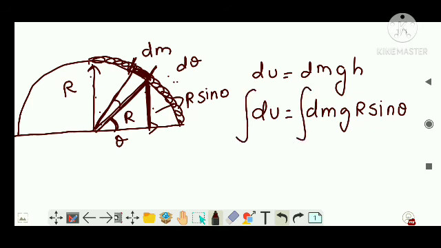So integrating one side means integrating the other side, right? From where to where you want? From here to here, that is 0 to 90 degrees. Integral of dU will be U, right? So need not write it, right? Clear? Not finished, guys, right?